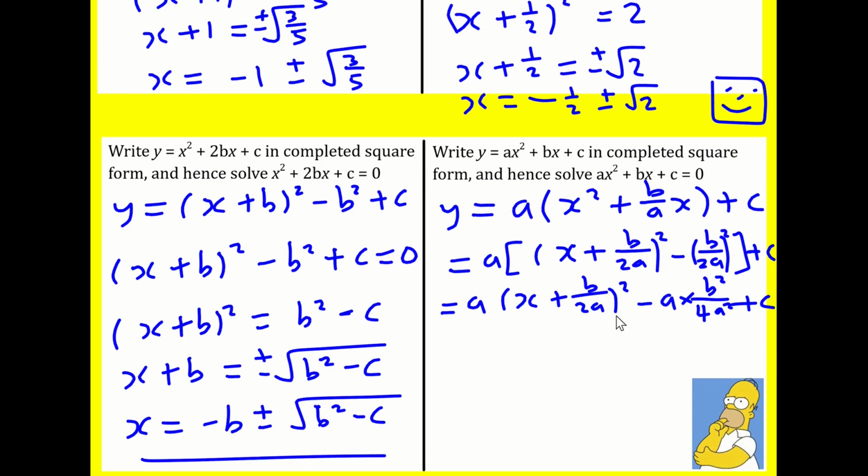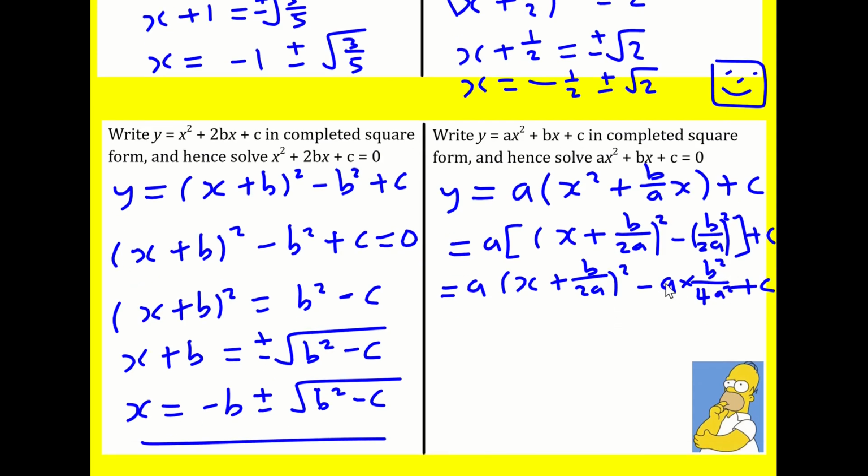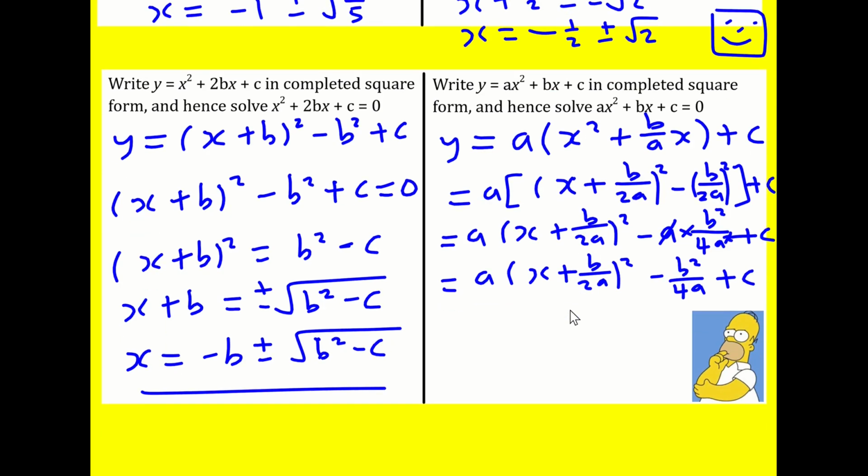And when you times a by this thing, you can times by the top, and then essentially you can cancel out the a with the a squared. So let me write this out just one more time. It's going to be minus b squared over 4a plus c. That is completed square form. I can't simplify it anymore.